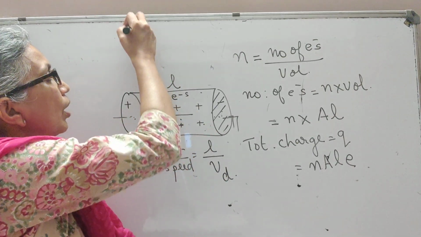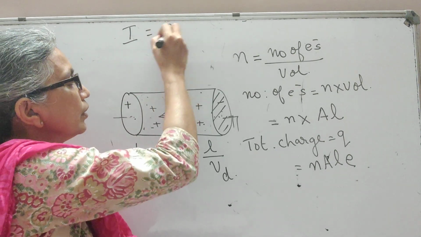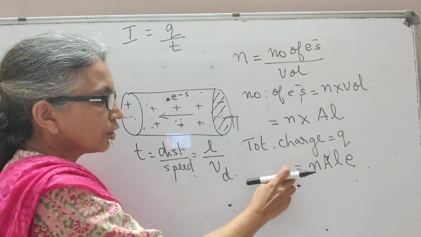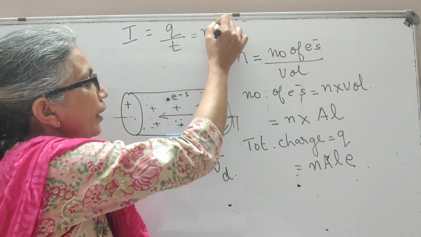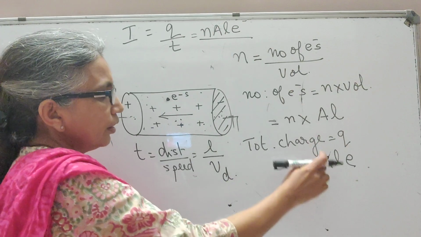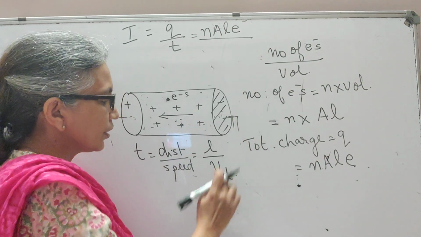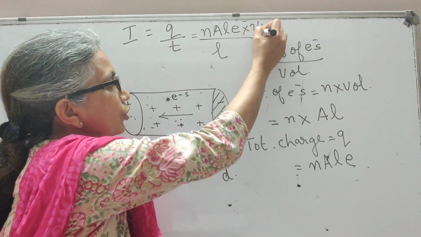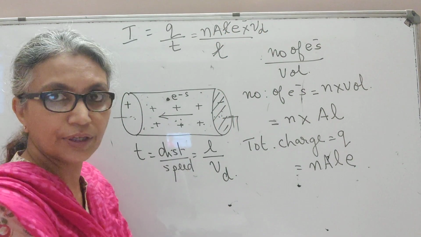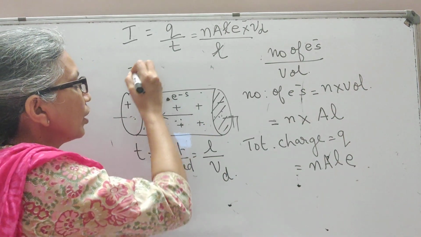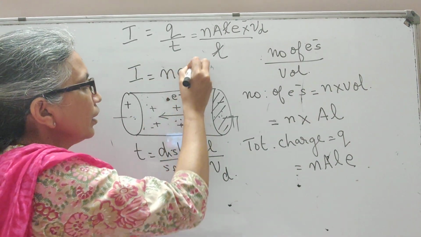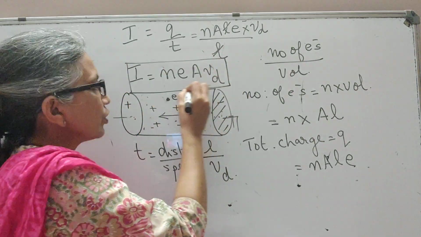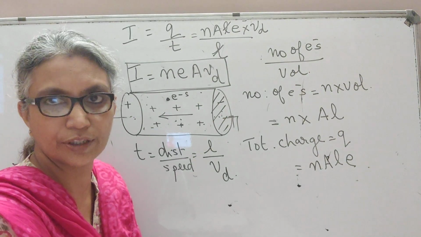So now I know I equals Q by T. This I already know. I'm going to substitute for the total charge in the conductor Q as NALe from here, and divided by the time, which is L by Vd. So this Vd I'm going to write on top. So this L and L, if I cancel, I get the equation for current as NeAVd, and this is what we wanted, the expression for current in terms of drift velocity.